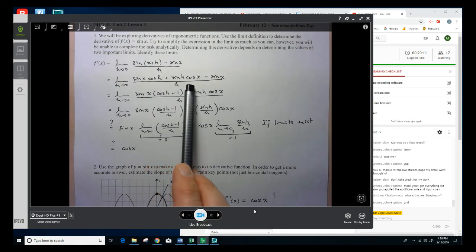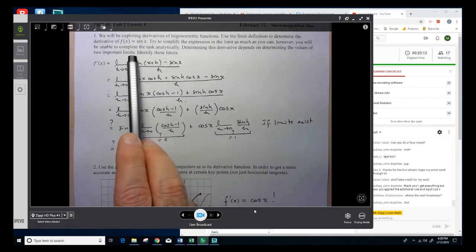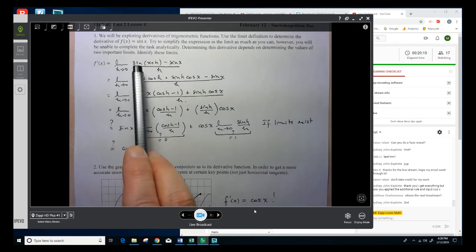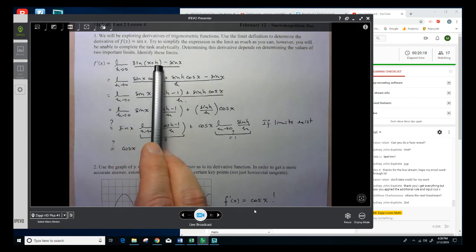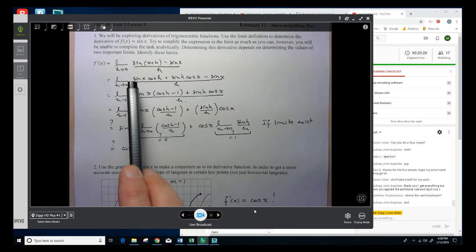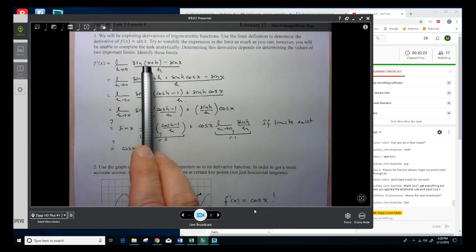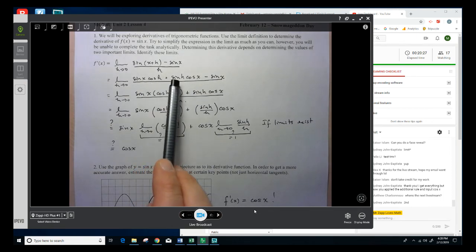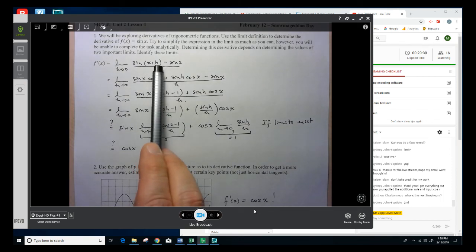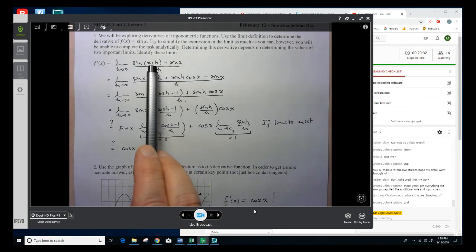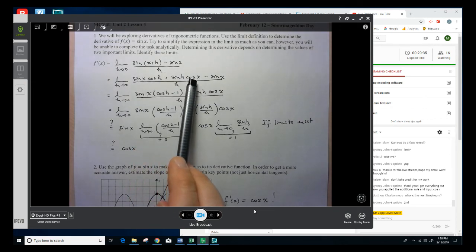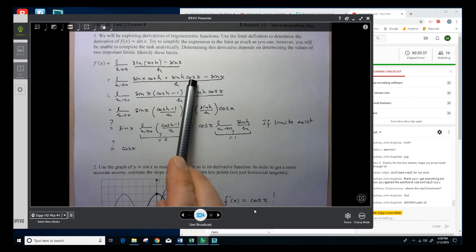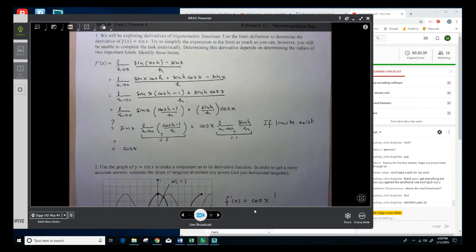Here what I just did is I applied the addition rule for sine of a plus b. Sine of a plus b is sine of the first, so sine of a, so sine x, times cosine of b, which is h, so cos h, plus sine of the second, so sine h, times cosine of the first, which is x. So that's where this cos x came from. Okay, good. You got that? Any other questions?